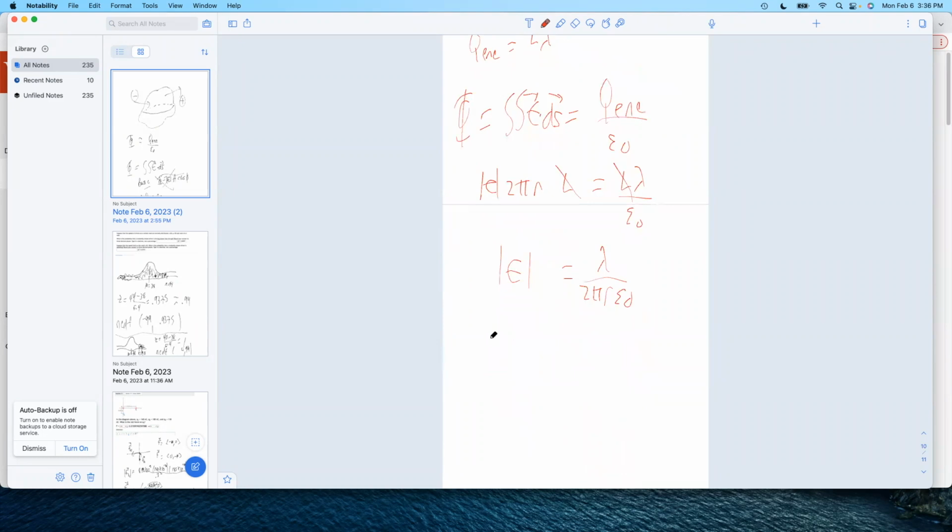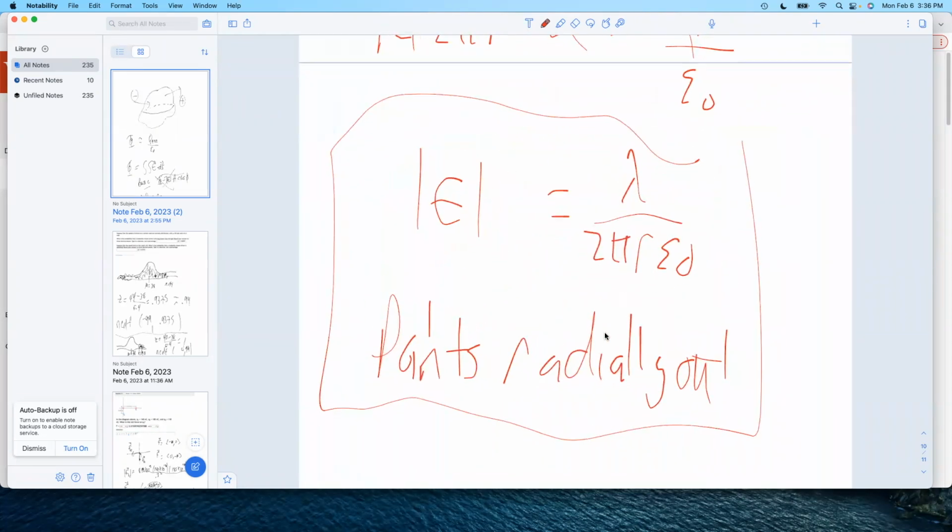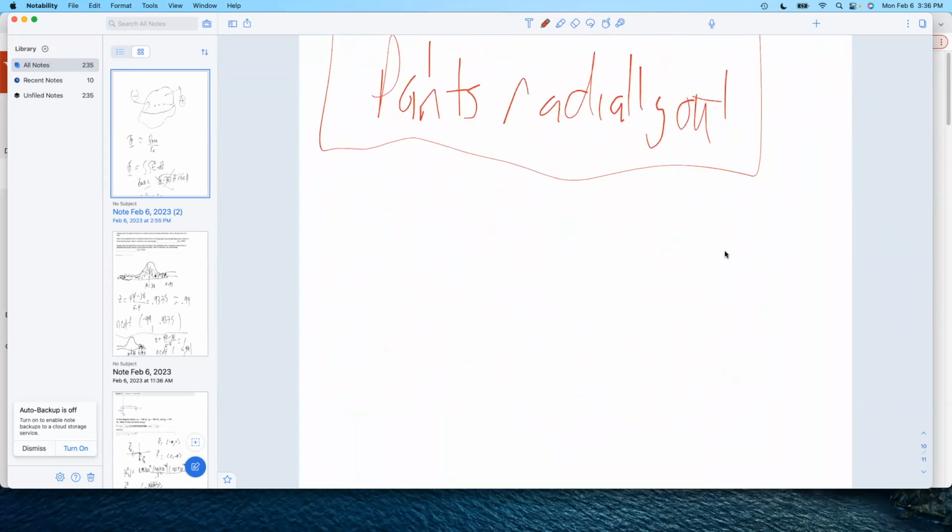So there's my magnitude, and then my direction is it points radially out from the line. So the electric field of a line of charge drops off like 1 over r. Okay, one more. Next time we'll do the cylinder of charge, which is what your group assignment is.